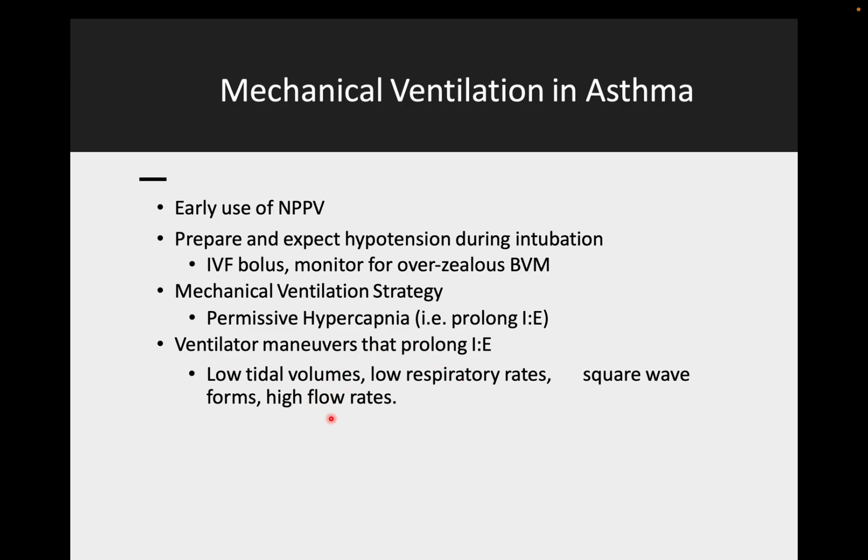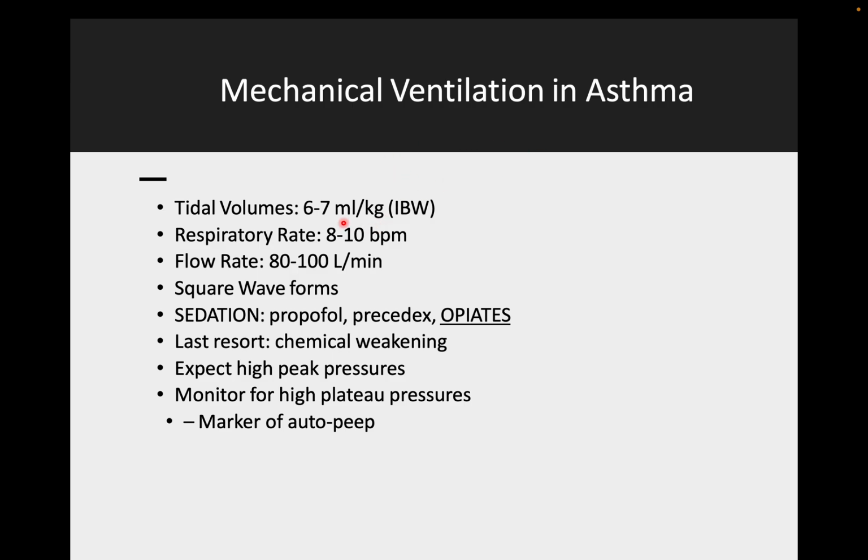High flow rates, more than 80 or so. Low tidal volume is 6 ml per kg, and a low respiratory rate of around 6 to 8 breaths per minute is enough in asthma patients. Tidal volume 6 to 7 ml, breath rate around 8 to 10. These are the settings in asthma patients especially. Flow rate is 80 to 100 liters per minute, with sedation if required.